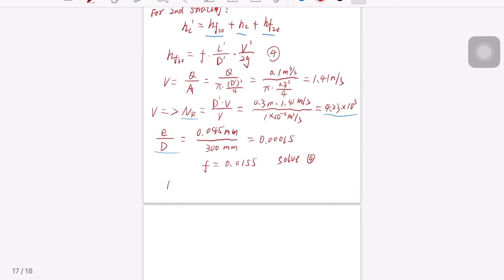So friction in the larger pipe is 0.0155 times 752 meter divided by 0.3 meter times 1.41 meter per second squared divided by 2 times 9.81 meter per second squared. So the value is 3.94 meter.